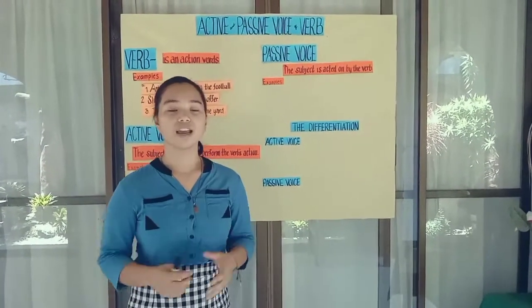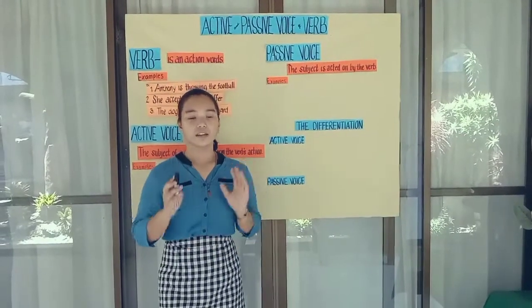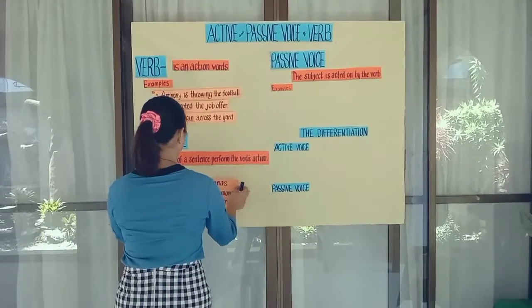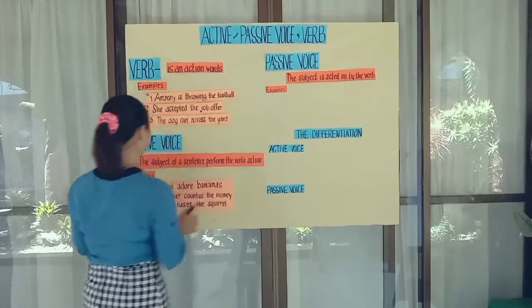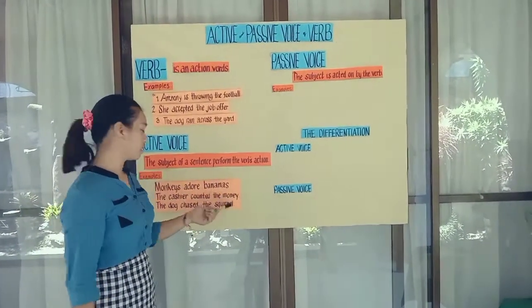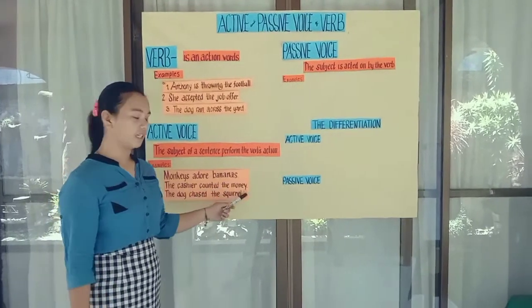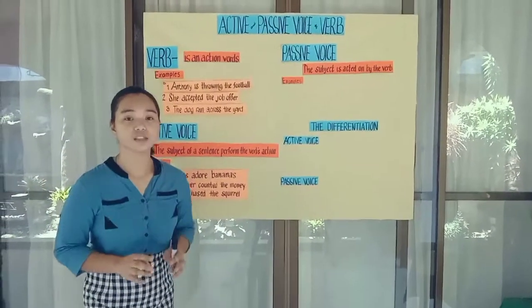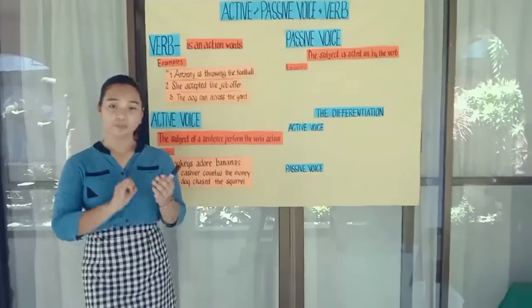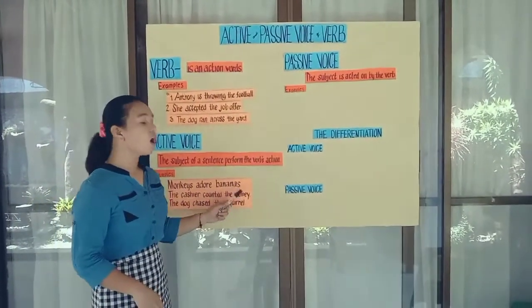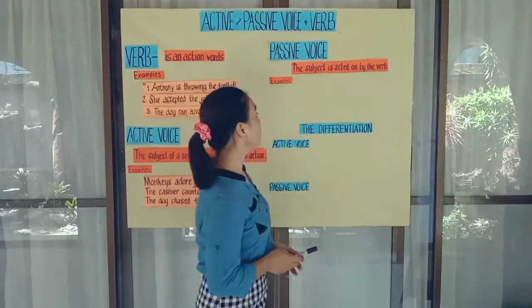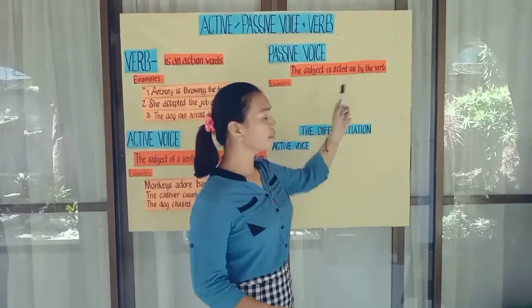Here are some short and straightforward examples of active voice. Monkeys adore bananas. The cashier counted the money. The dog chased the squirrel. So all these three sentences have a basic active voice construction, which are the subject, verb, and the object. Am I understood? Good.